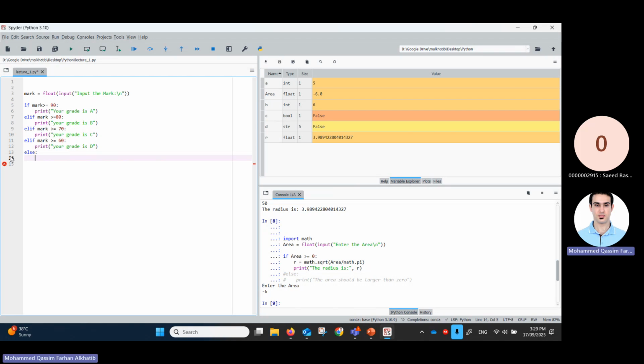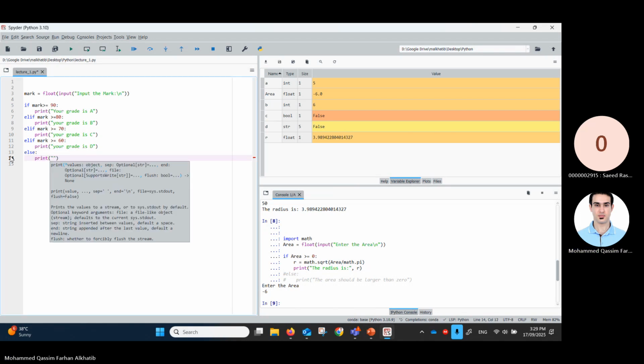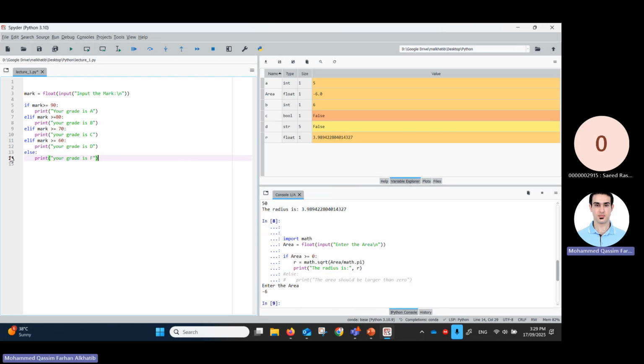Else, print your grade is F. And that's it. So always in this kind of multi-branch if statement, the last condition must be with else. Default. Like if the above are all false, this is the last condition you have. So let's run it.